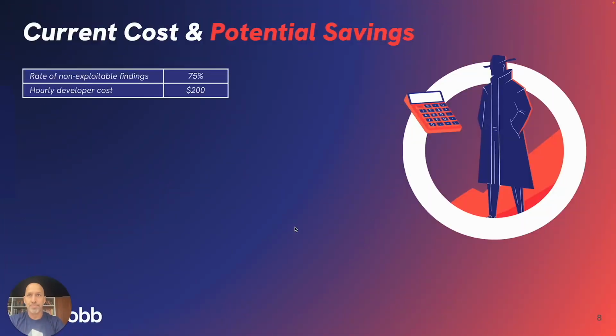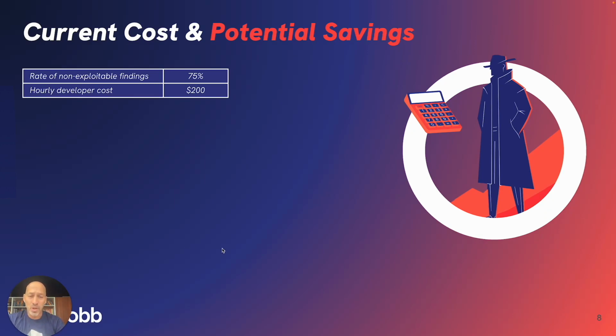So let's go. To start with, not all SAST reported findings are exploitable. Naturally, we know that. For this calculation, I will use 1 out of 4 findings is exploitable. I think it's fair to use that. And for an hourly cost for developers, I'm using $200, which is pretty common in the US as the cost for the employer, not the salary necessarily of the employee.